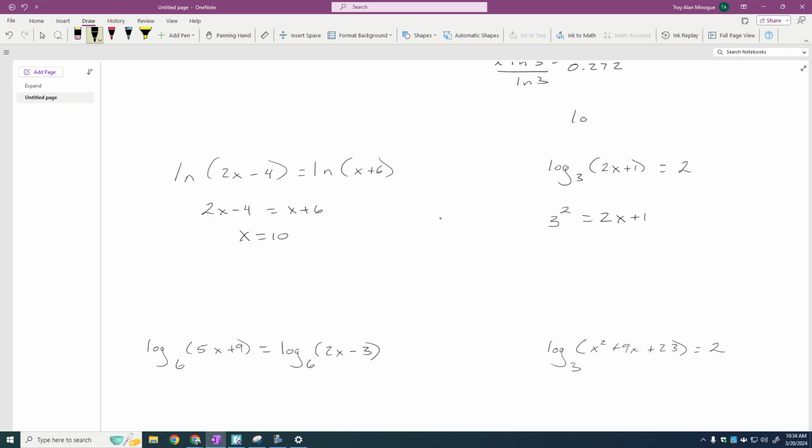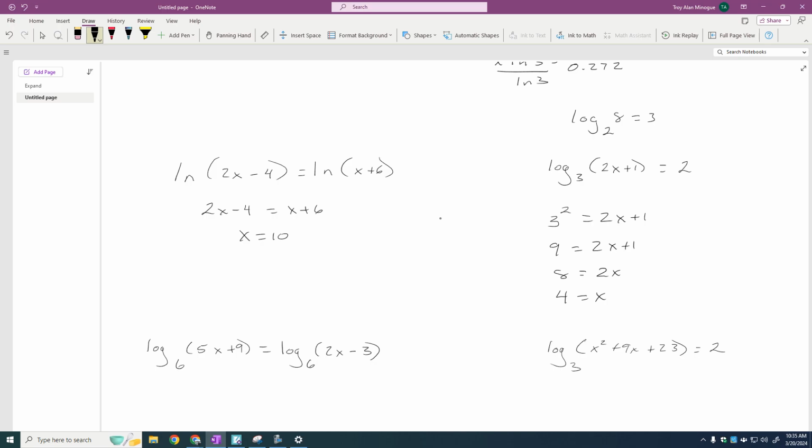Remember way back when we defined what this thing called a logarithm is? Log base 2 of 8 is asking the question: 2 raised to what power equals 8. That's all I did. I just switched forms. 3 to the second has to equal that. What is 3 to the second? Well, it's 9. And now I have a nice, easy linear equation to solve. I subtract 1, I divide by 2, and x equals 4.